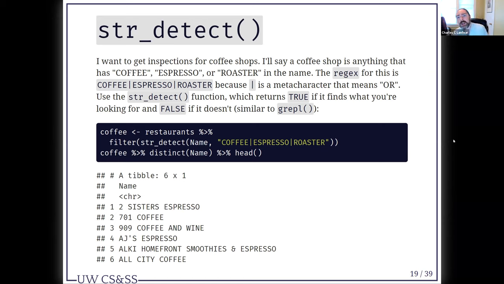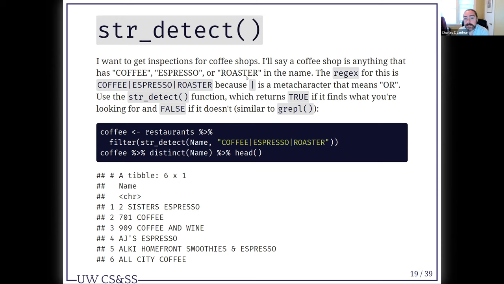So I'm going to say a coffee shop is anything that has the text coffee, espresso, or roaster in the name. That's not going to capture all of them. There might be cafes, but a lot of cafes aren't really coffee shops. They serve all kinds of other stuff. The regular expression for coffee or espresso or roaster is coffee pipe espresso pipe roaster, because the pipe character, which we've used before in logical expressions, is also the or character in regular expressions.